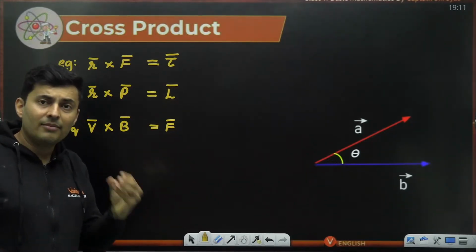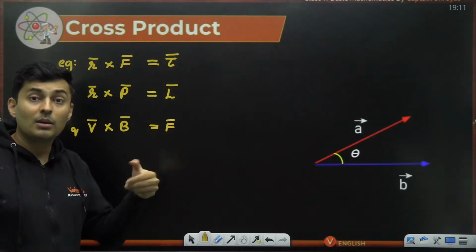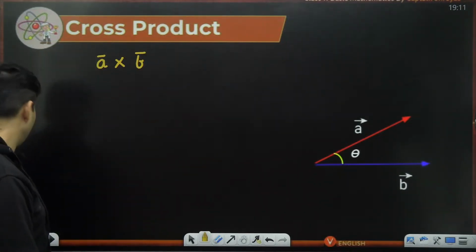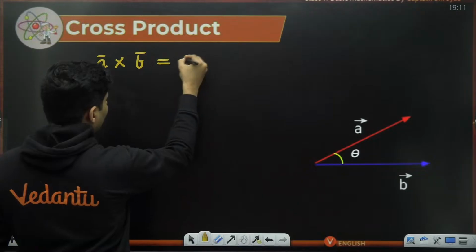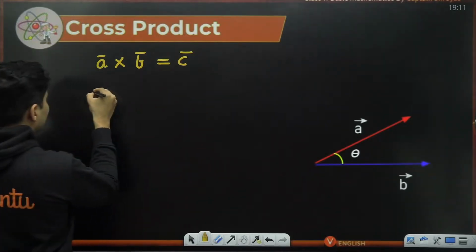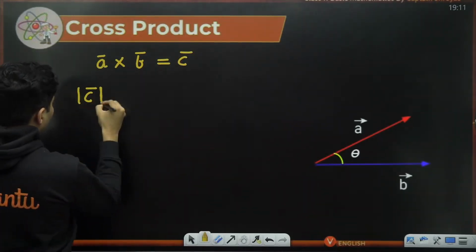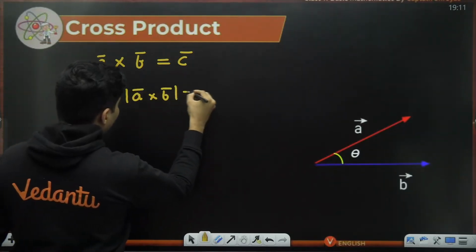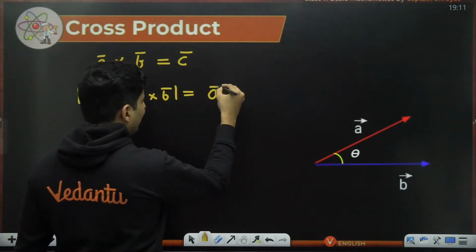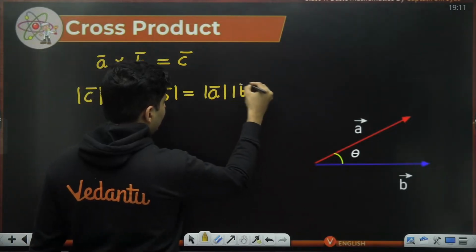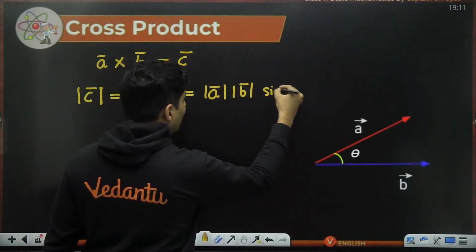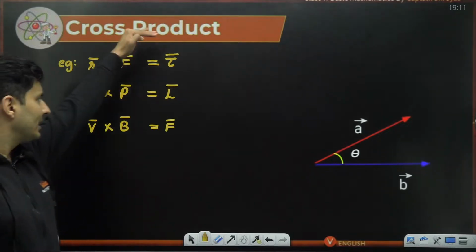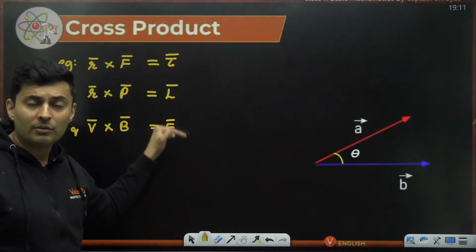They saw that every time you multiplied two vectors where the outcome was a vector, the magnitude of that vector, which is C, was always the first vector's magnitude times the second vector's magnitude into sine of the angle between them. Not cos, it was sine. Everywhere, that was the common trait which was found.